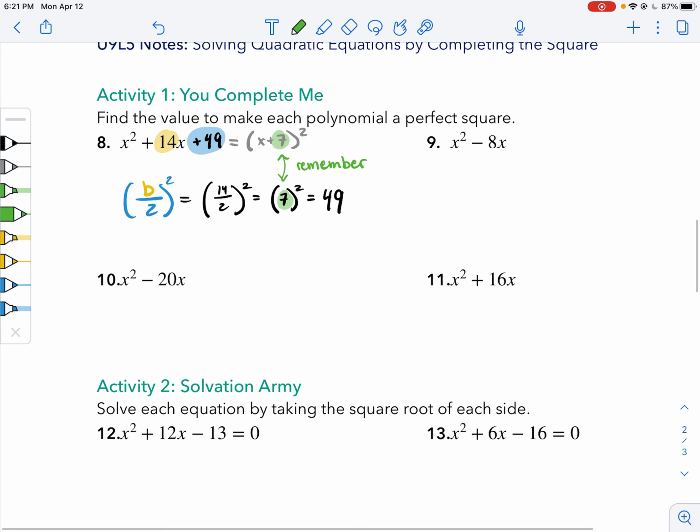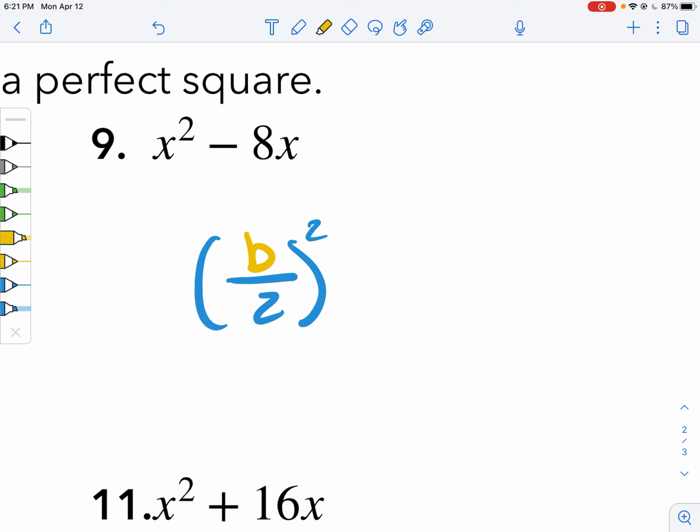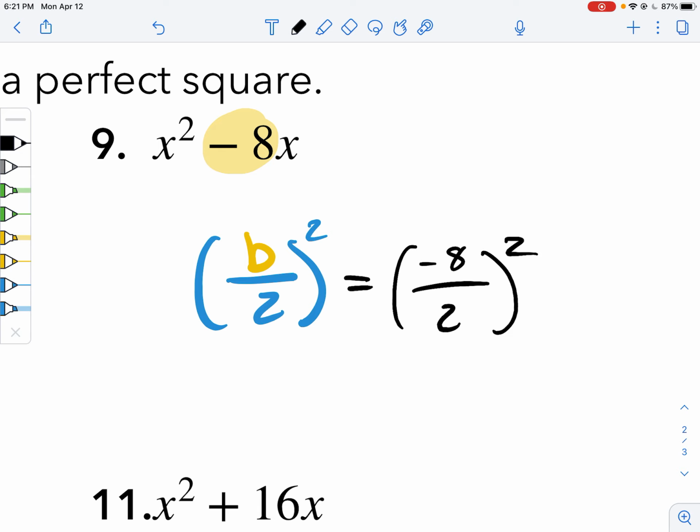Let's do it again. So we're looking for b squared over 2. And then we're going to square it. Here our b value is -8. So we need to figure what is half of that? What is -8 divided by 2? And then we'll square it.